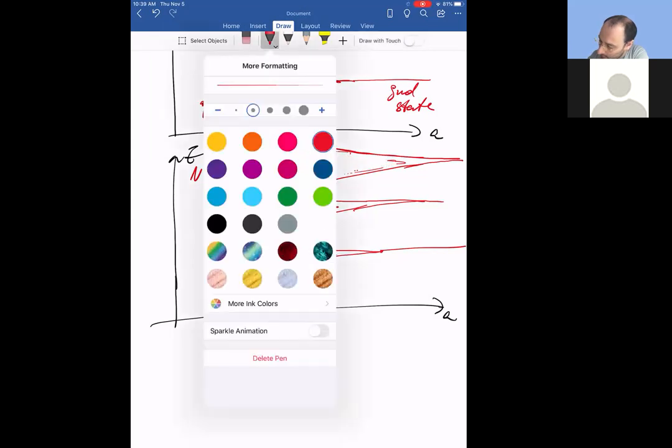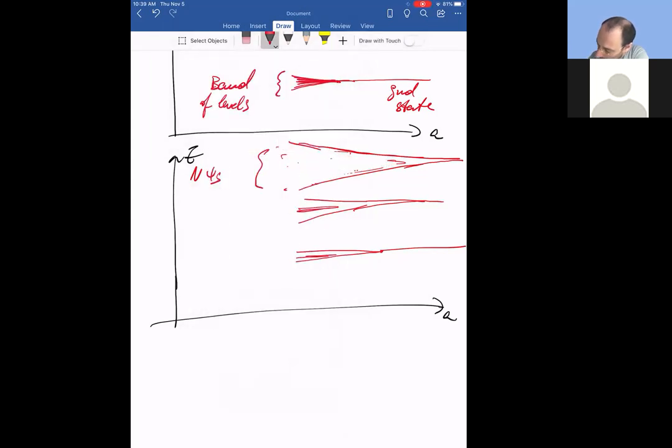So really what I should be drawing is something like this, right? So you end up with a band of solutions, a band of wave functions with very, very, very closely lying energy levels, E's. So this is a band of energies.